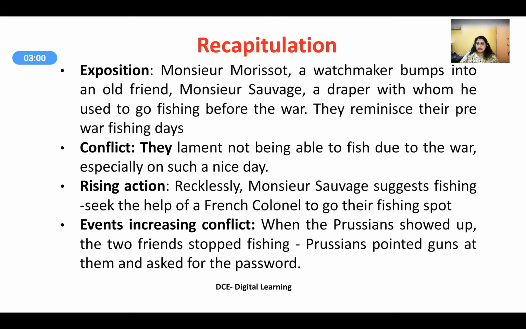In exposition, Monsieur Morisot, a watchmaker, bumps into an old friend, Monsieur Sauvage, a draper with whom he used to go fishing before the war. They reminisce about their pre-war fishing days.